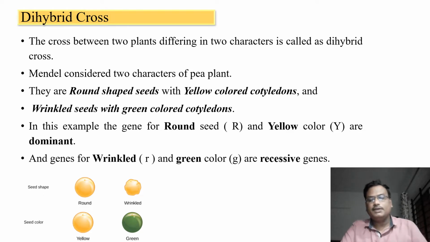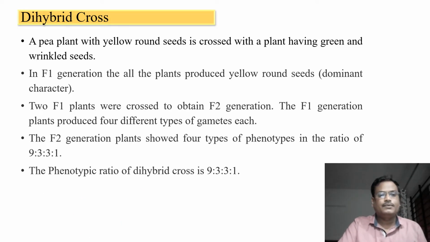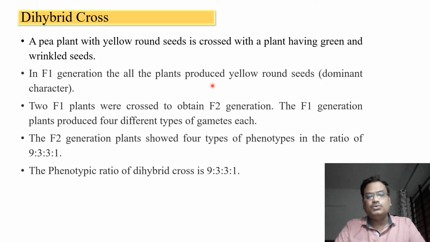So let us try to understand what is the result. A pea plant with yellow round seeds is crossed with a plant having green and wrinkled seeds. So that's what I already told you. You can consider the yellow round as the phenotype of one parent and green and wrinkled as the phenotype of another parent. In the F1 generation, all the plants produced yellow and round seeds.